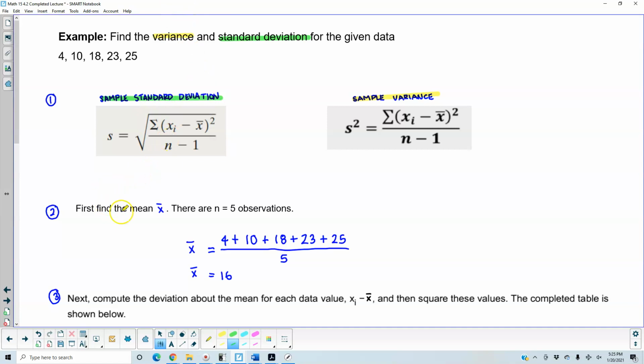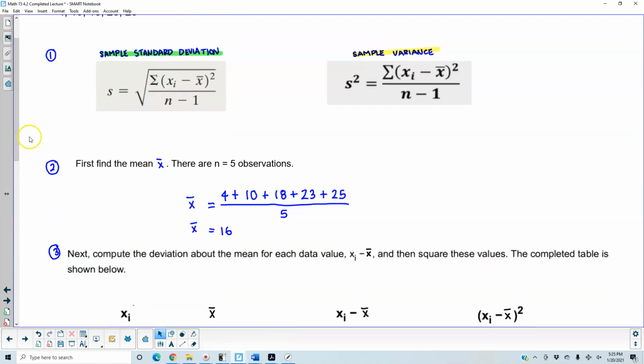So the first thing we need to do is find the mean, or x bar, of our data. We know that there are 5 observations, meaning that there's 5 numbers here. So we're going to add them up and then divide by 5. So 4 plus 10 plus 18 plus 23 plus 25 divided by 5 gives us a mean, or x bar, which is equal to 16.